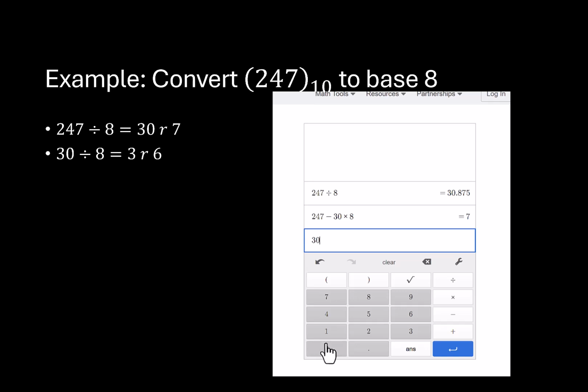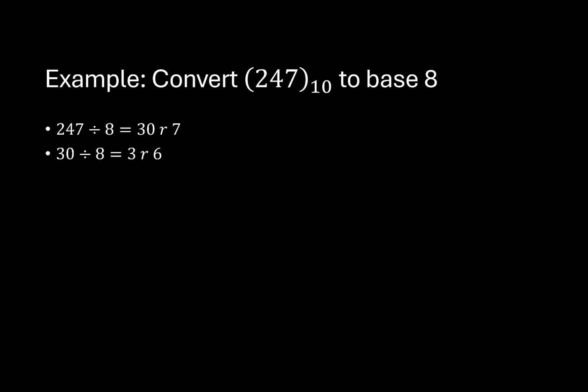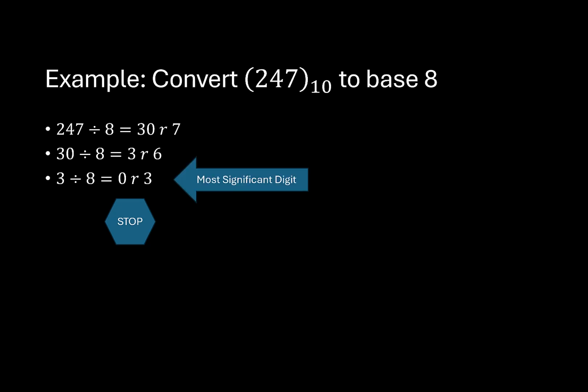Next, we'll take the quotient of 30 and again divide by 8. You could do 30 divided by 8 again in your calculator, which gives you 3.75. Then you can put in 30 minus 3 times 8, which gives you a remainder of 6. We take the 3 divided by 8, which gives us a quotient of 0 with a remainder of 3. Again, we stop when we get to a quotient of 0. Our most significant digit is 3. Our least significant digit is 7. And we're going to write it backwards. We have 367 with a subscript of 8 to show it's octal.